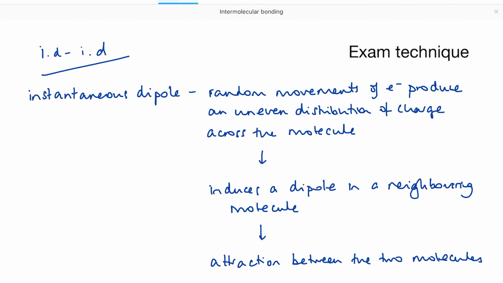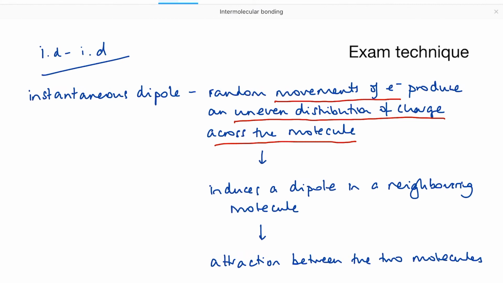The first key thing that we should be talking about is here. We've got movements of electrons producing or creating an uneven distribution of charge across the molecule. There really is no better way, probably no other way to say it that's always going to pick up the marks. Learn this phrase. That's our instantaneous dipole. We're only halfway through the story.